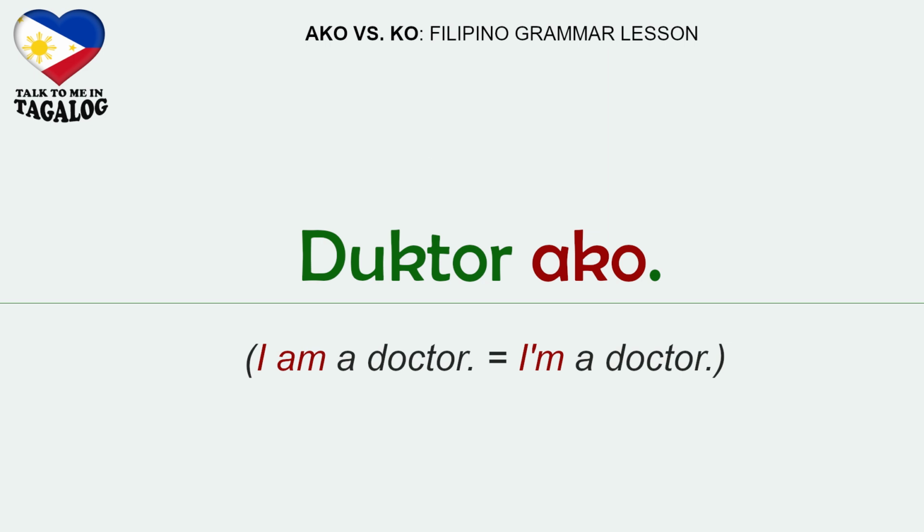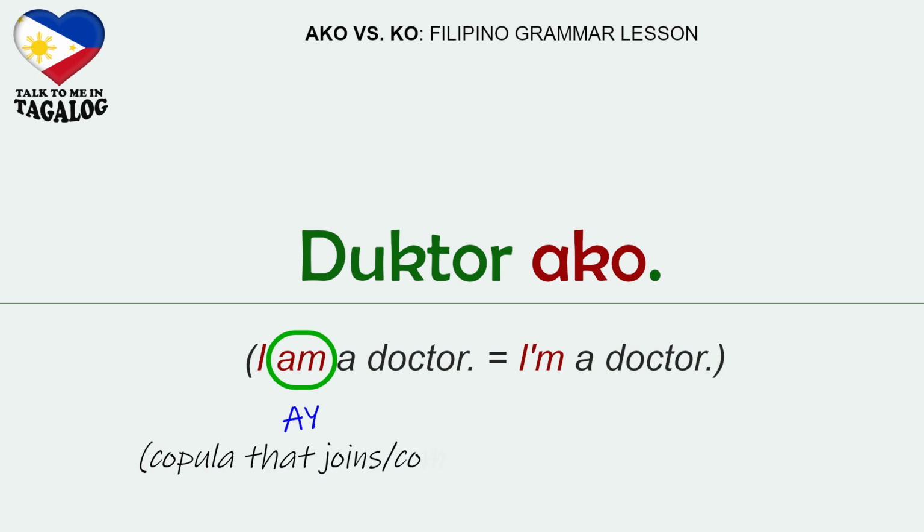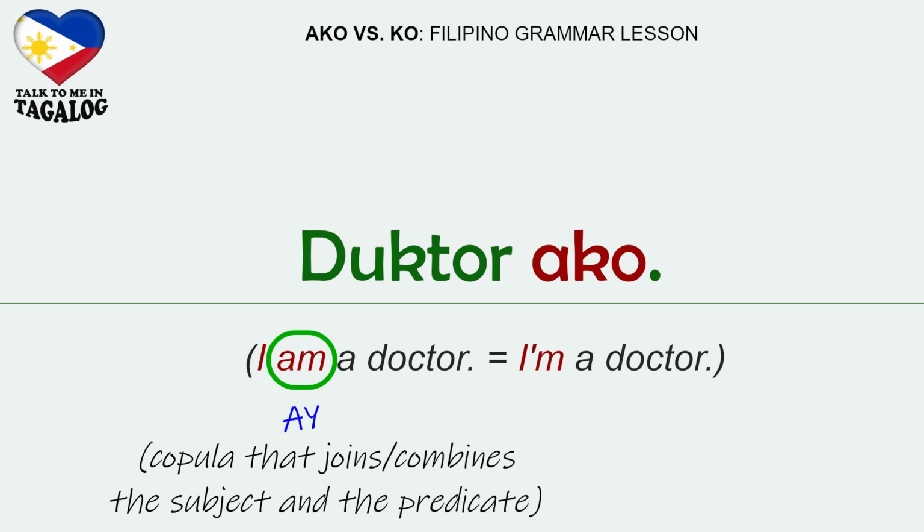Here's a simple example of the noun ako pattern. Doktor ako, meaning I'm a doctor. If you're wondering how the English verb am translates into Filipino, well, am has no direct Tagalog translation, but we have a copula or a connecting word that has the same function as the word am, and that word is ay. Ay is used to join the subject and the predicate of the sentence.